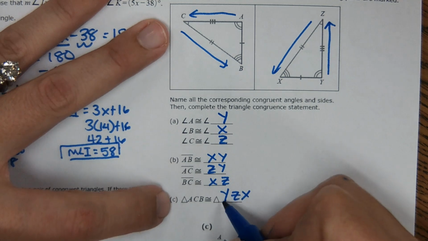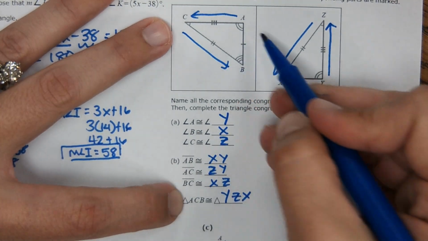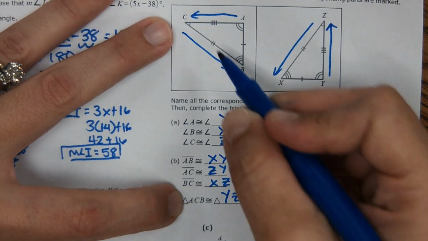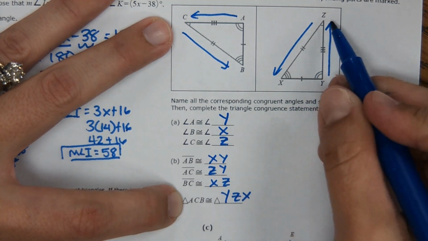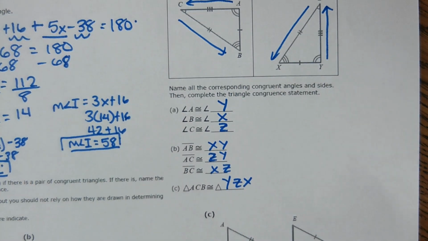And you can also match the angles. So A should match angle Y, and it does. C should match angle Z, and it does. So we're good.